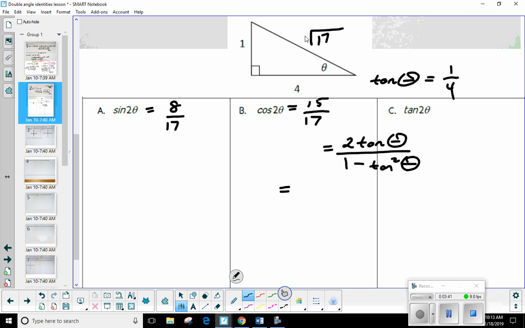Y over the x. Okay, so really, we've been talking about these identities as formulas. Once you know the correct formula you're going to use, then it's just a matter of finding these trig ratios and simplifying the algebra. So 2 tangent of theta would be 2 times 1/4 over 1 minus tangent squared, 1 minus, I'll plug in the 1/4, and then I'm going to go ahead and square that. All right, and then now we just run through the algebra.